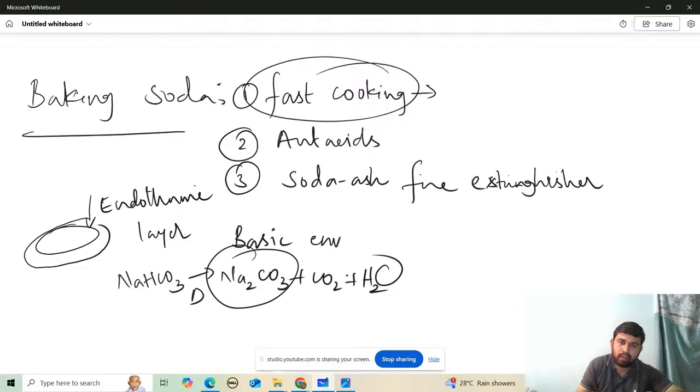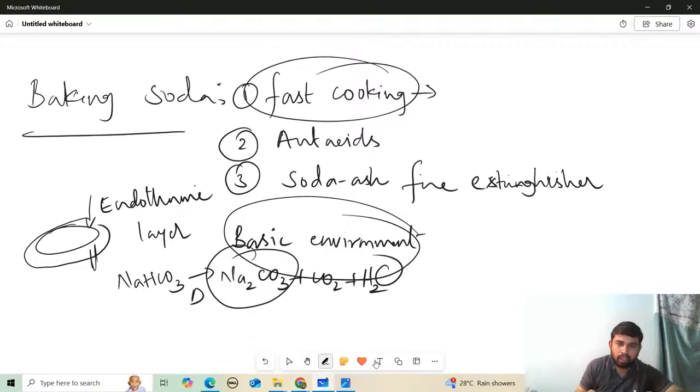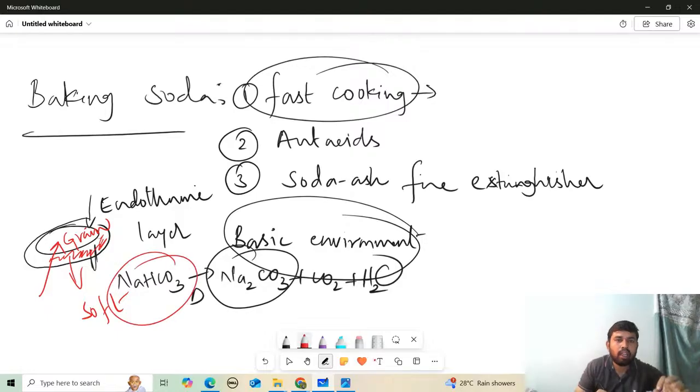basic environment is created. In this basic environment, this upper layer is going to become soft. Once this layer becomes soft, the inside of the grain is going to cook very fast, boil very fast. In that way, baking soda helps in the fast cooking process. Okay, this is the first use. Come to the second use.